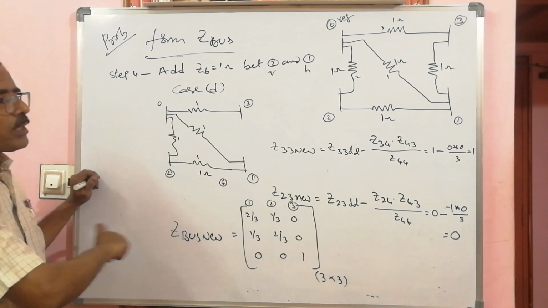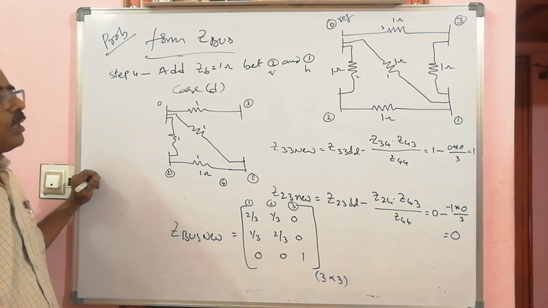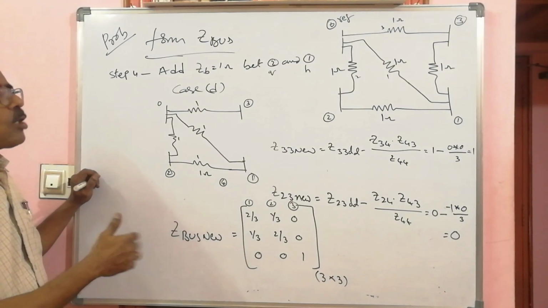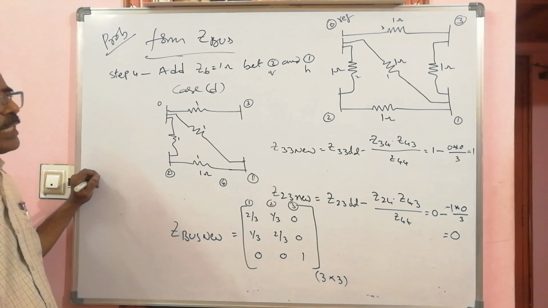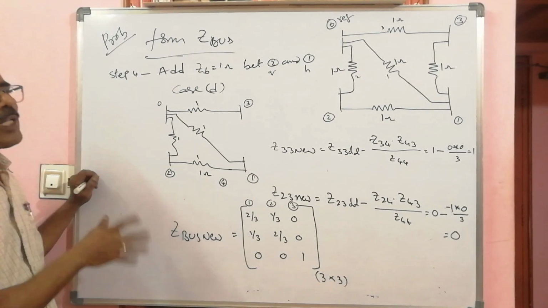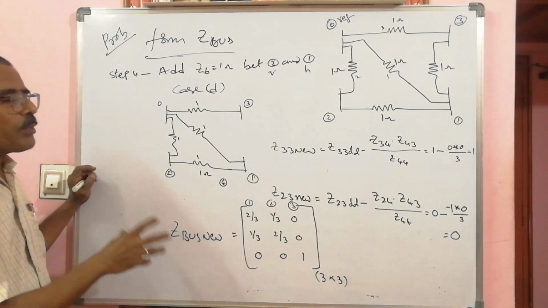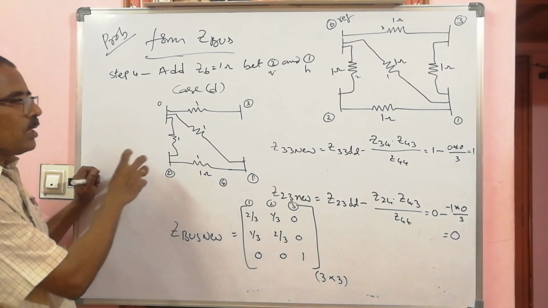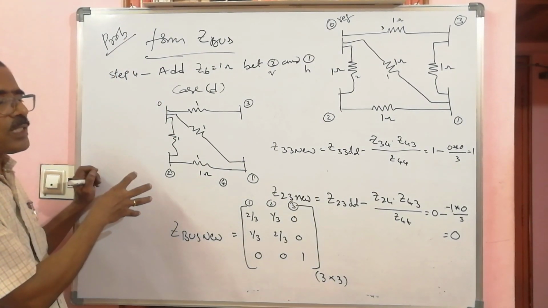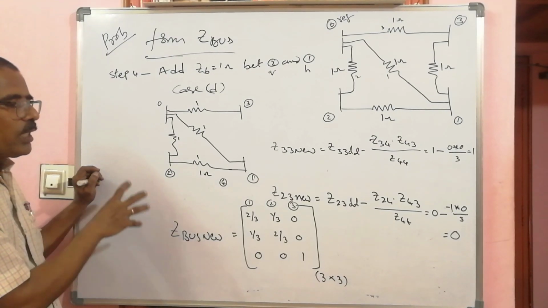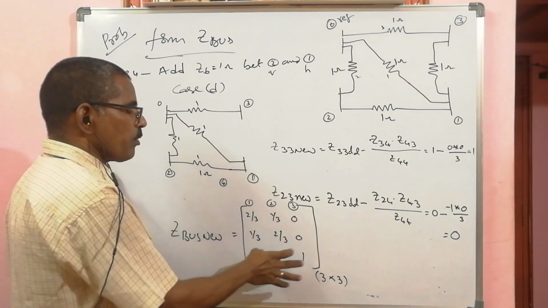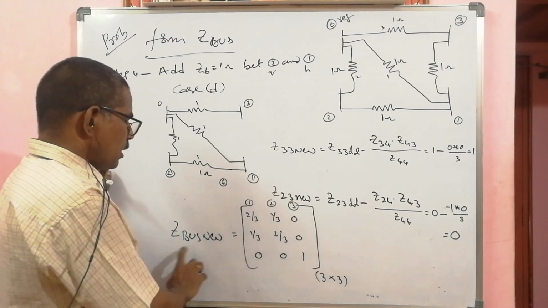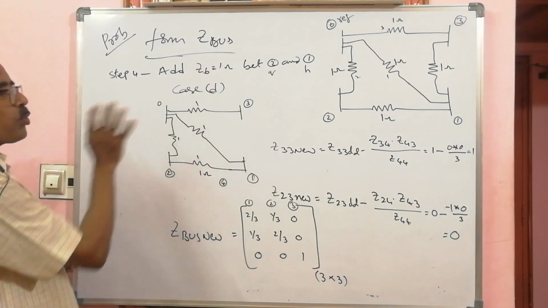We temporarily raised a row and a column, and those row and column are to be detached or eliminated. That is called the node elimination technique. That node elimination technique needs to use ZJK new. That means each term of the existing system is to be modified. So finally, when all the elements are modified, this is Z bus new. That means up to this.